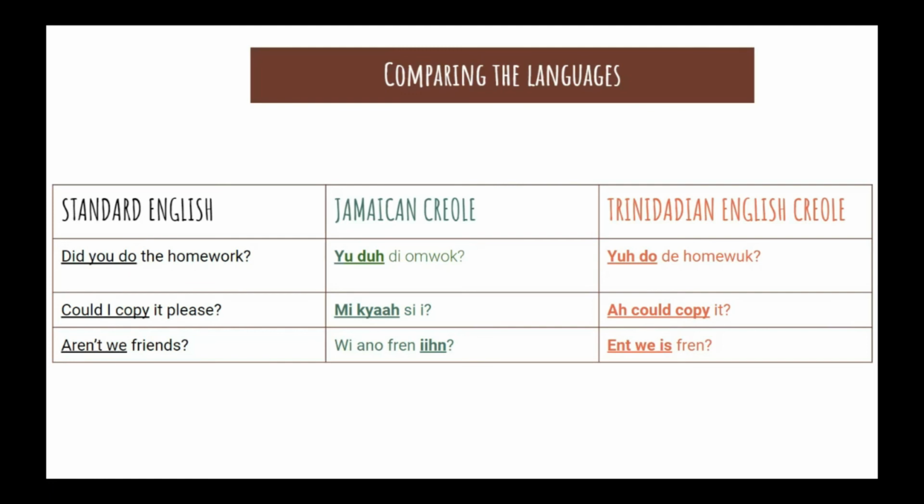English uses subject auxiliary inversion with "did you do," "could I copy," and "aren't we," while in the two Creoles, no such inversion takes place. We also see the negative particle at the end of the sentence in Jamaican Creole compared with the beginning of the sentence in Trinidadian Creole.